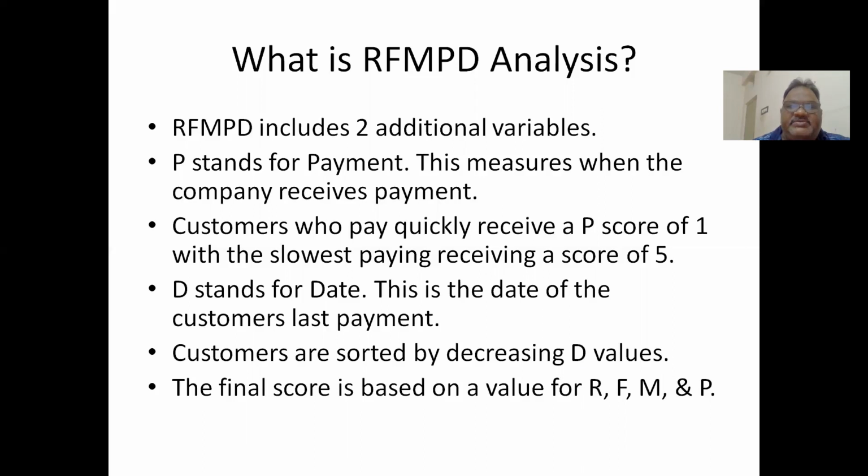This measures when the company receives payment. Customers who pay quickly receive the highest P score, with the lowest paying score being 1. D stands for date of payment. This is the date of the customer's last payment: when he paid last and how he paid. On the basis of RFM PD, suppose R is 5, F is 5, M is 5, P is 5, D is 5. It means a more recent customer, more frequent visitor, high monthly spender, payment paid on the date of purchase, and the last purchase is very recent. So they are my valuable customers.